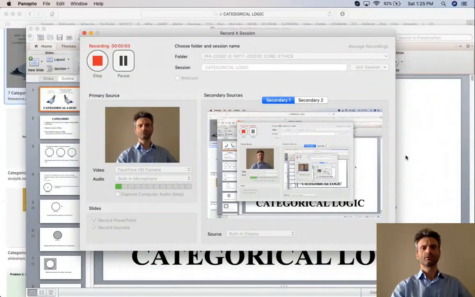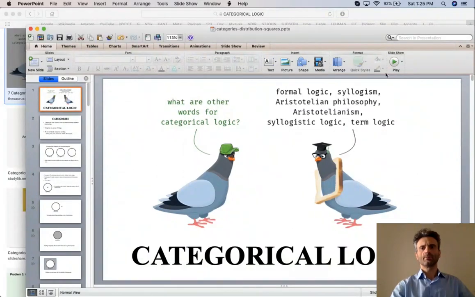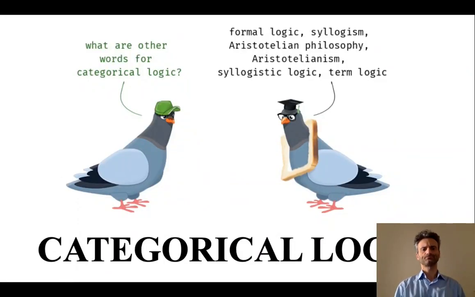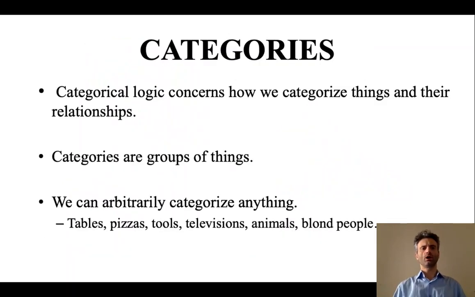Good morning, students. In this lecture, we are going to discuss categorical logic, or formal logic, or syllogistic logic, and so on. Categorical logic is a logic that deals with categories. Okay. Now, by categories, I mean any arbitrary way in which we can categorize or group things into a class or into a category.